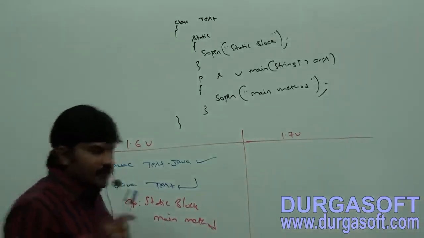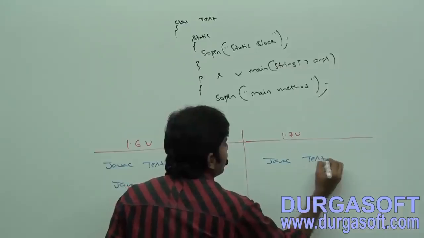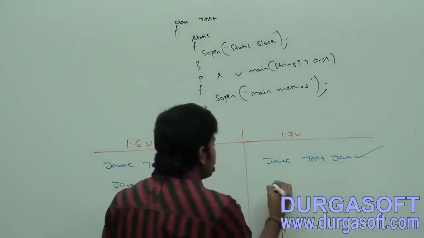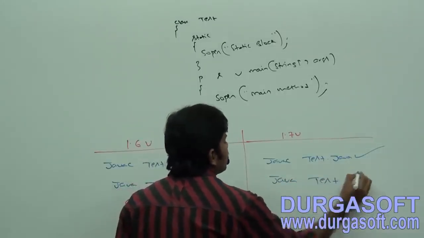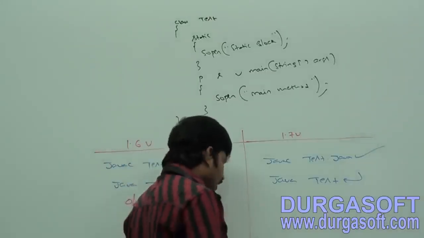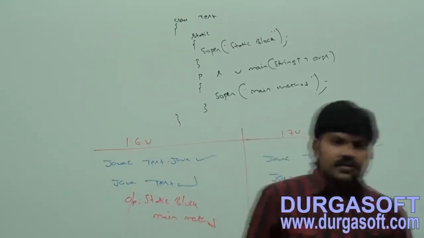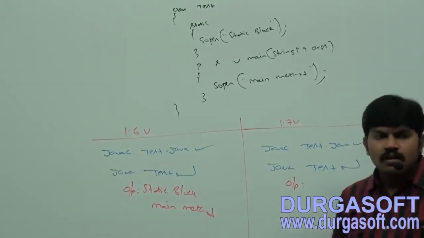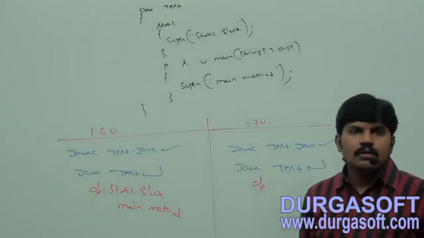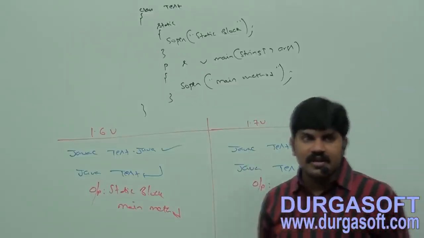But in the 1.7 version, is javac Test.java valid or not? Yes, javac Test.java is valid. Now I am running java Test. Can you tell what is the output we are going to get? Yes, static block followed by main method. Is it the same answer? Version to version there is a difference, especially with respect to the main method.